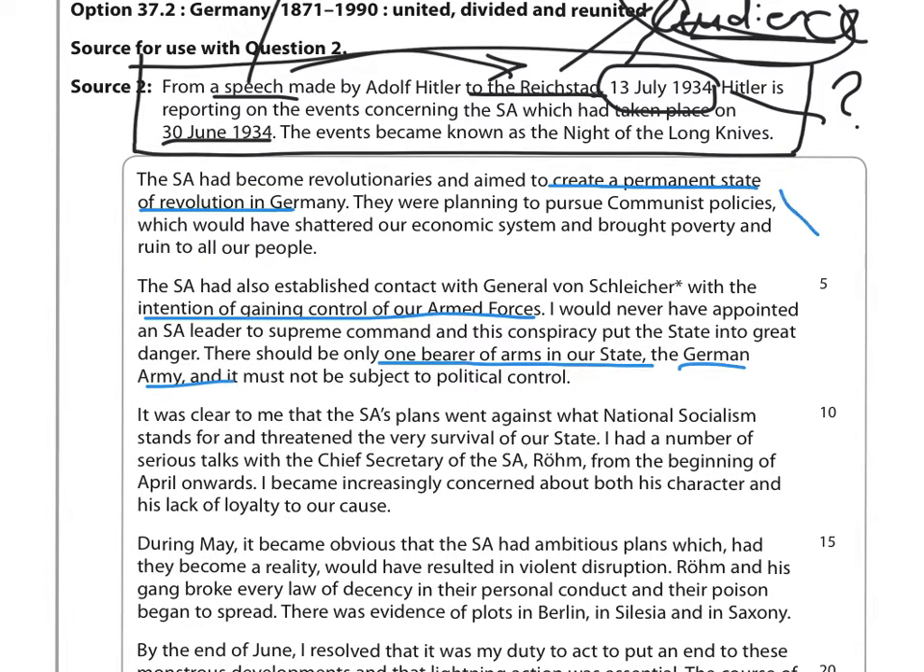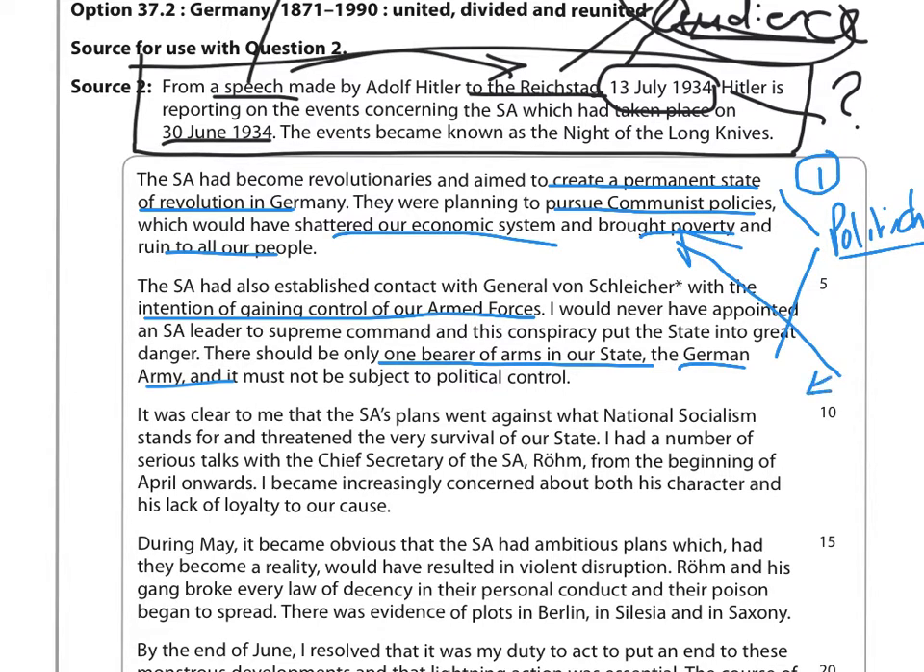So I would say straight away from all of that, you've got a political threat. That's one thing. Remember, you've got to draw inferences. Still on the first line of inquiry, he then talks about the SA apparently being a threat because they wanted to pursue communist policies and shatter the economic system, which would bring poverty and ruin to all of our people. So I'd say there's a second one there, and that's economic: they were an economic threat.